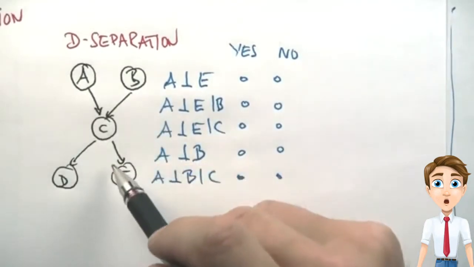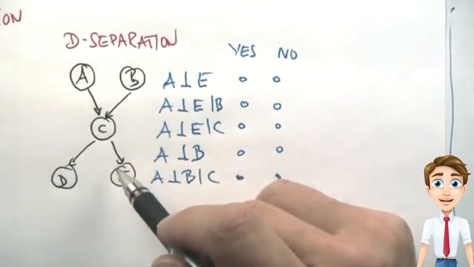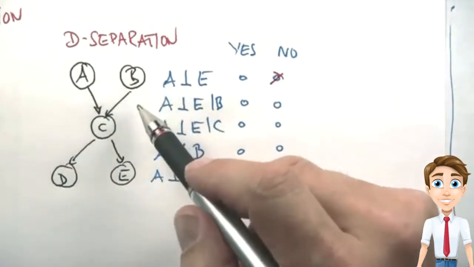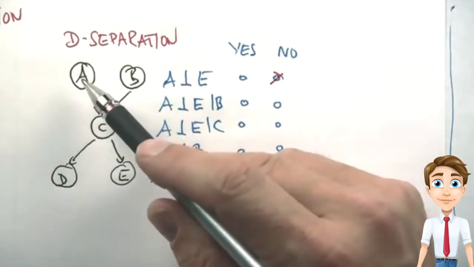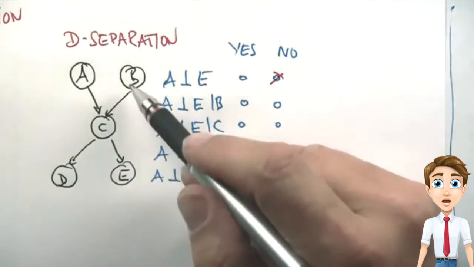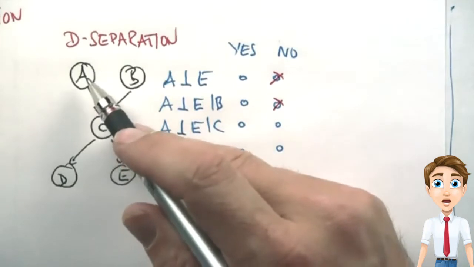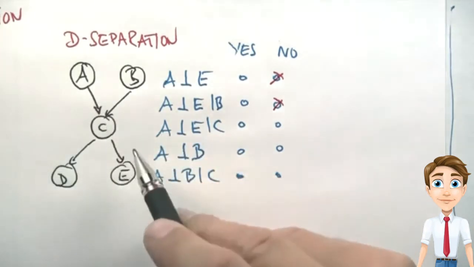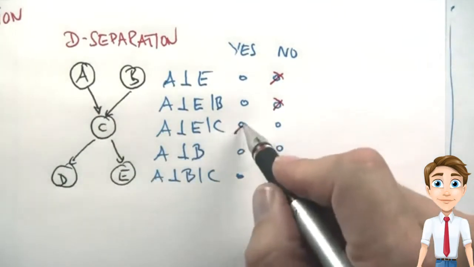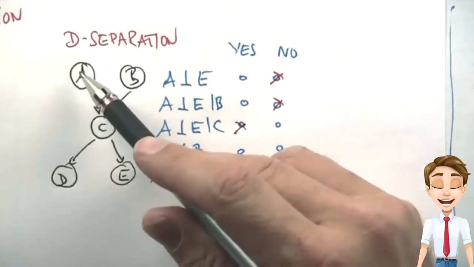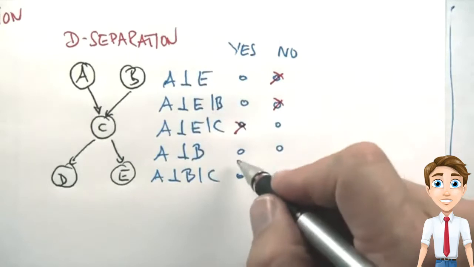A is clearly not independent of E, because through C we can see an influence of A on E. Given B, that doesn't change. A still influences C despite the fact we know B. However, if we know C, the influence is cut off. There's no way A can influence E if we know C. A is clearly independent of B. They're different entry variables. They have no incoming arcs.